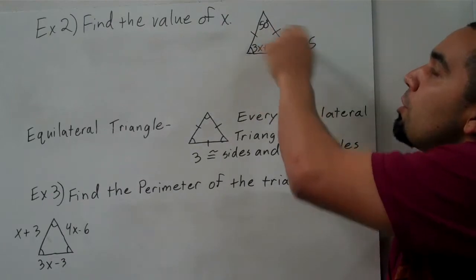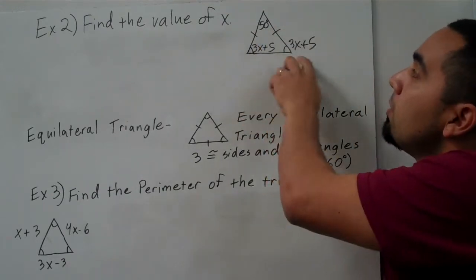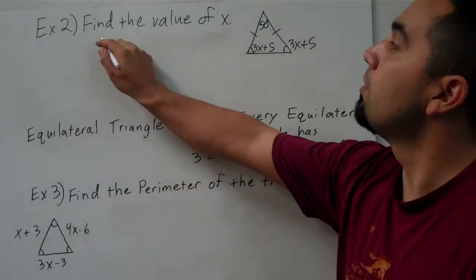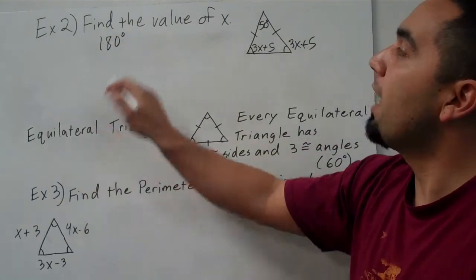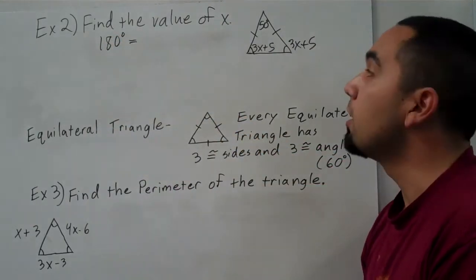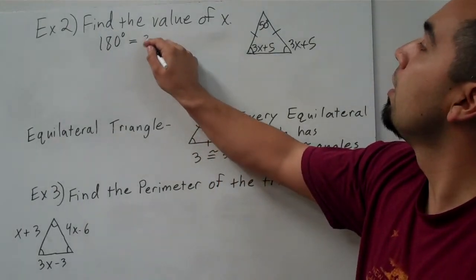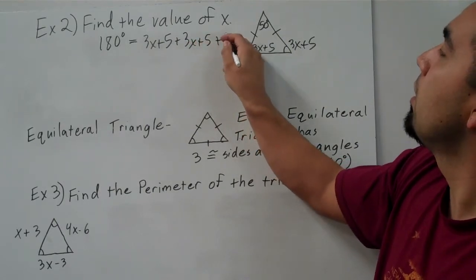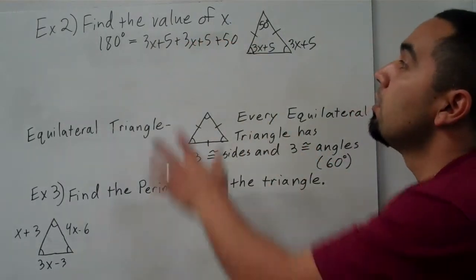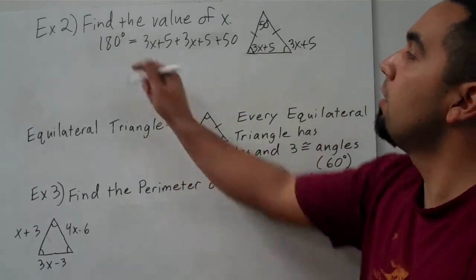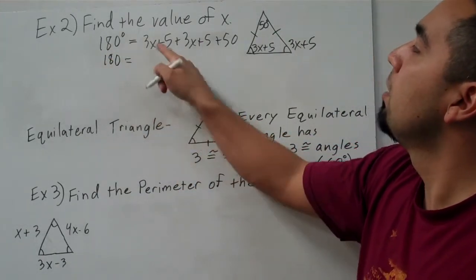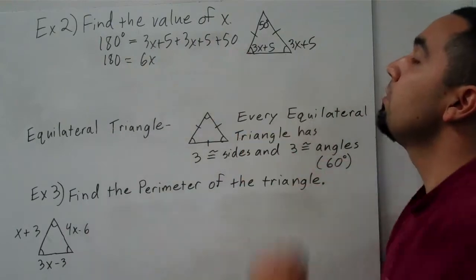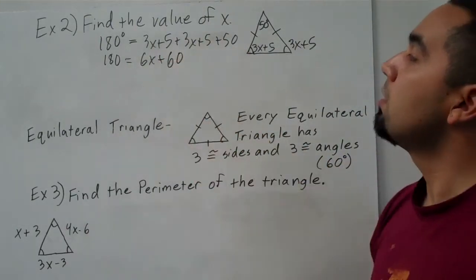So I now know the measurements of all three angles. I have 1, 2, and 3. And what do we know about the measurements of angles inside of every triangle? Well, every triangle's angles add up to 180, right? So I'm going to say 180 is equal to 3x plus 5 plus 3x plus 5 plus 50. Okay? So all of this is equal to 180. Let's simplify things. 3x and 3x is equal to 6x. 5 and 5 is 10. 10 plus 50 is 60, right?